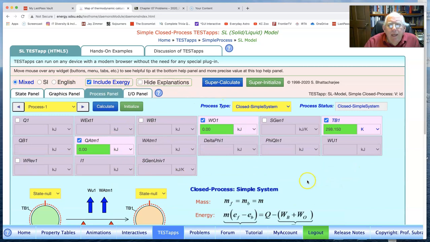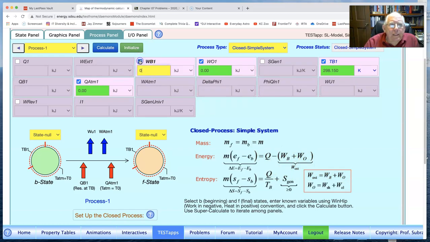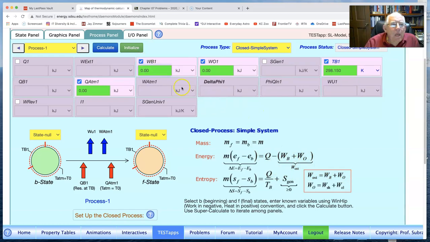So if I go to my process panel, in this particular case, what I do know, if I look at my energy equation, there is no work that's been done on that water inside that rigid tank. And so there's no electrical work, there's no shaft work, and there's no boundary work. And so I can say that the boundary work is equal to 0. Okay. Now, what else do I know in this particular case is that I recognize that this is a closed system.